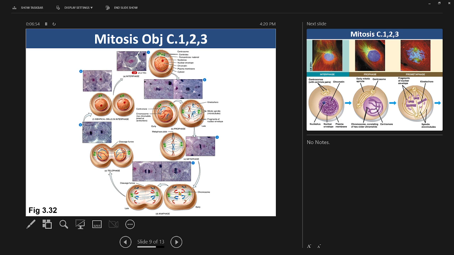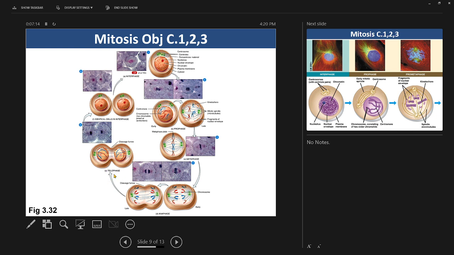During anaphase, these chromosomes are going to split, and one copy is going to move to one end of the cell, and the other copy is going to move to the other side of the cell. The movement of the chromosomes is anaphase. Anaphase stops when the chromosomes reach the ends of the cell.